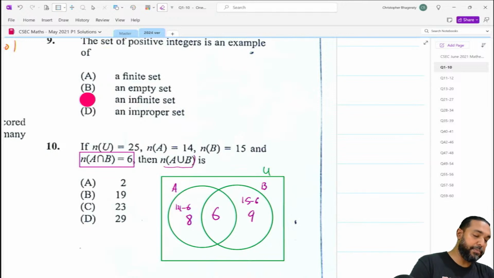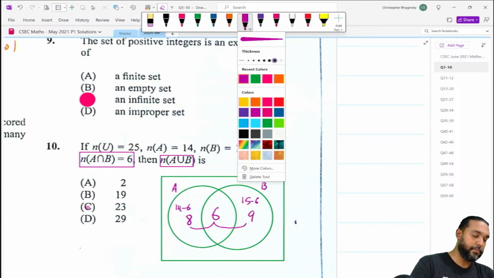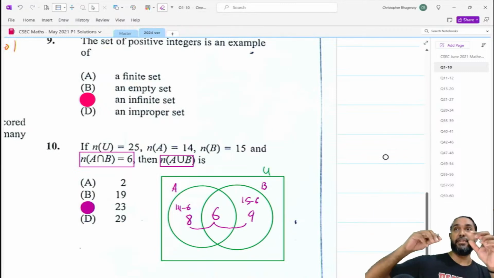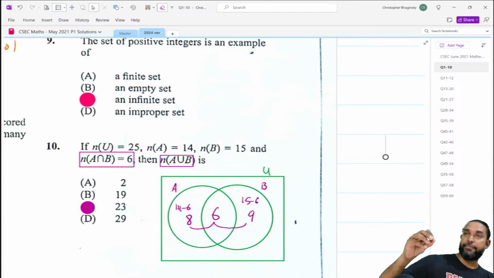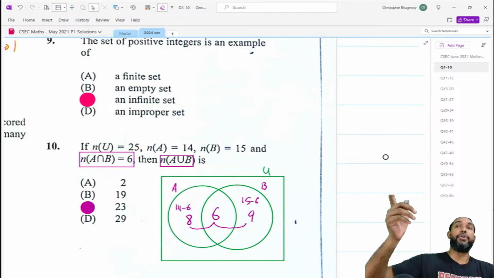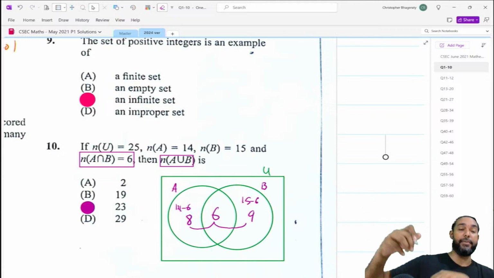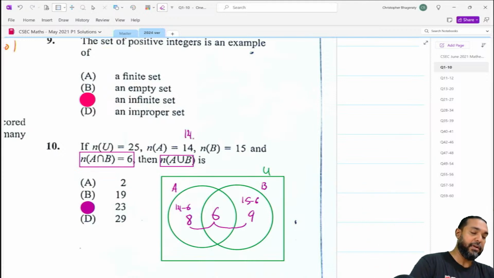And then A union B is when you put all the elements of A and B together. 8 and 6 is 14, 14 and 9 is 23. Right, but then you see there's an intersection. So that means there are certain elements that are common to both sets. So some of the 14 and also some of the 15 are the same. So when you add the 14 and 15, if you don't subtract the intersection, it'll be double counting those common elements. Right, so the other way to do it is to take the number in A plus the number in B and minus the number in the intersection. 14 and 15 is 29. 29 minus 6 is 23.